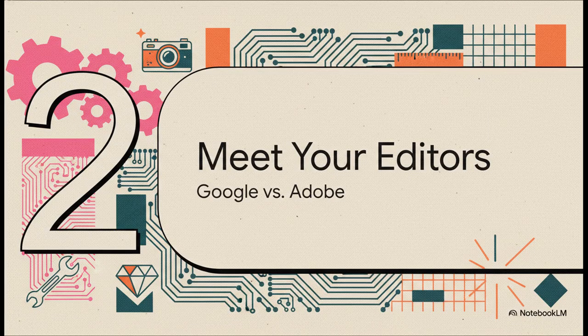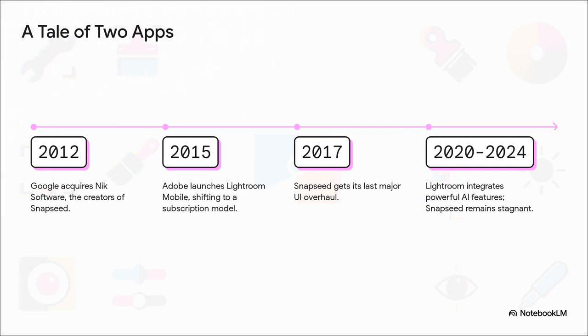Okay, so let's officially introduce our two contenders. In one corner, you've got Snapseed. Think of it as the scrappy, super reliable veteran that just gets the job done. And in the other corner, Lightroom, the polished, industry-standard pro that everyone knows. You know, their backstories are really telling. So way back in 2012, Google grabs the company that made Snapseed. Fast forward to 2017, and that's when Snapseed got its last big makeover. Meanwhile, look at Lightroom. Since 2020, it's been a non-stop train of powerful new AI features. So you see these two totally different paths, right? Snapseed is all about being stable and reliable, while Lightroom is just constantly, aggressively evolving.